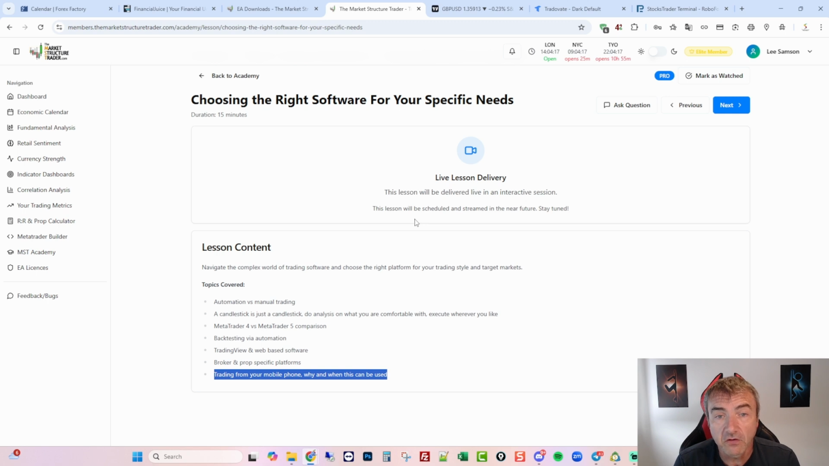So that about covers software. I'm going to be covering MT4 and MT5 in a lot more detail throughout the course because those are the platforms that I use. But you'll also see me using things like Tradovate on my prop accounts.